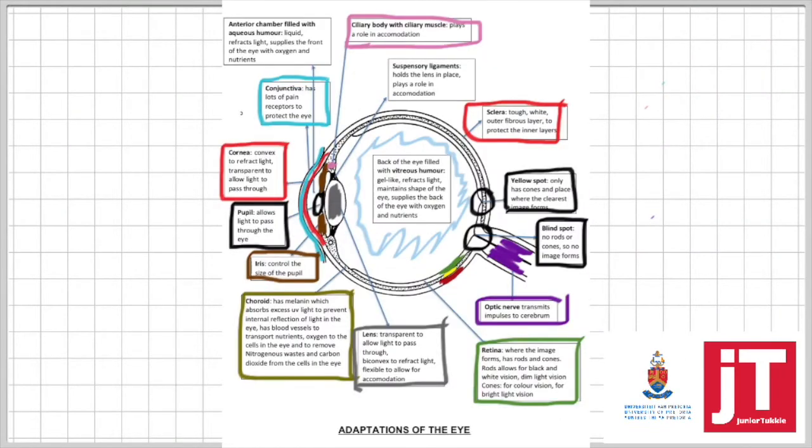I have color coordinated the different parts. When you download your notes, of course, you can color in the diagram so that you can see the different parts clearly. Now let's look at the outer part of the eye.